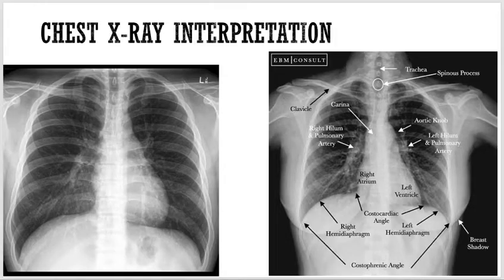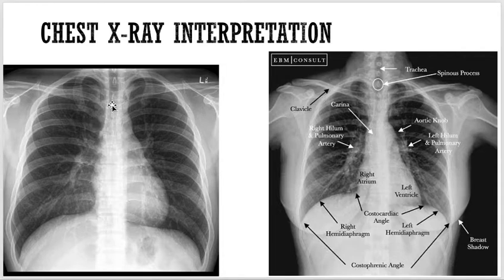So anyhow, going back to the normal X-ray, these are the structures which we have to interpret or assess when we are examining the chest X-ray. Now here are the names. This one is the hilum, this one is the carina.